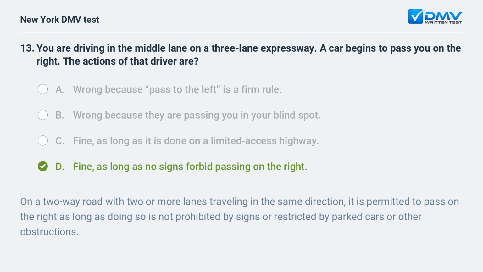On a two-way road with two or more lanes traveling in the same direction, it is permitted to pass on the right as long as doing so is not prohibited by signs or restricted by parked cars or other obstructions.